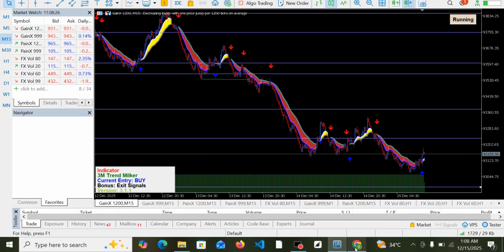So quickly, let's go straight into what we have right here. So like I said, we will be checking out some assets together. This is GainX 1200 on 15 minutes time frame. Okay. So this actually gave us a downtrend signal at this resistance zone.